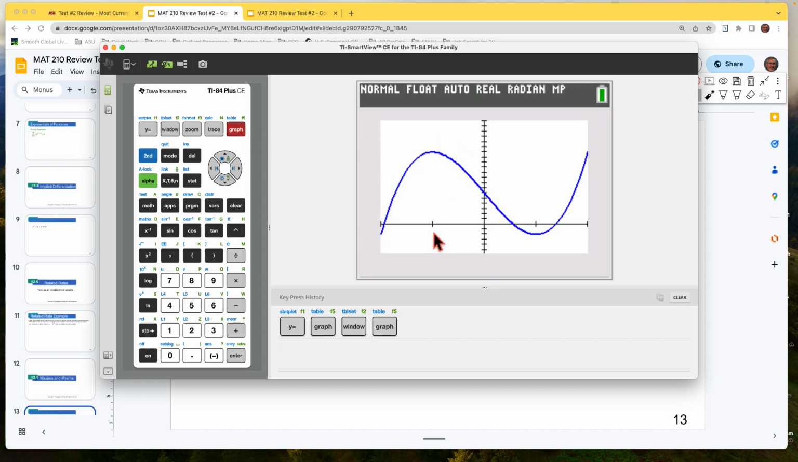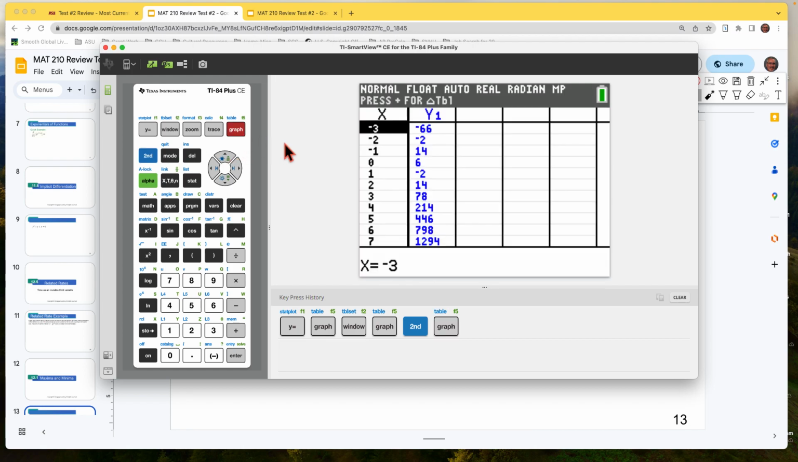So I can see, oh yeah, here's -1, there's a maximum, and +1, there's a minimum, here's a maximum, here's this. And then what I can do is go to the table, so I go second graph, and in the table I can pick out these values. -2 is -2, -1 is 14, and then the other 2 points I wanted were 1 and 2. 1 is -2 and 2 is 14. So I just picked them up. Those are plugging those into the function for me.